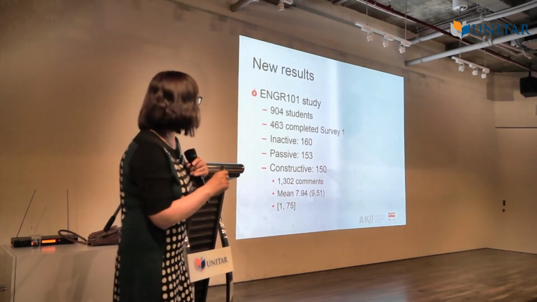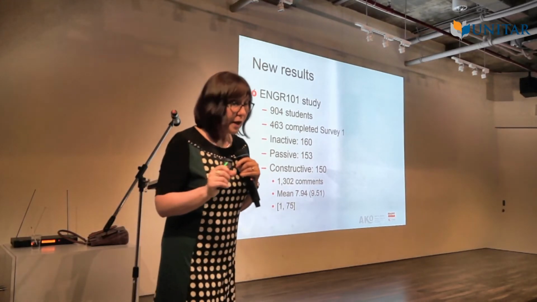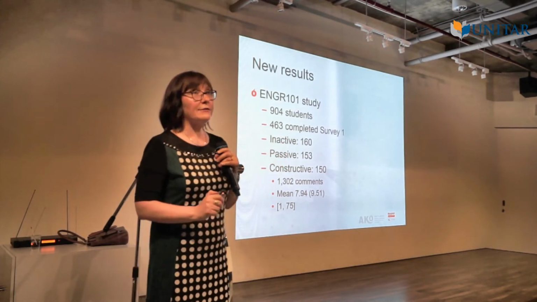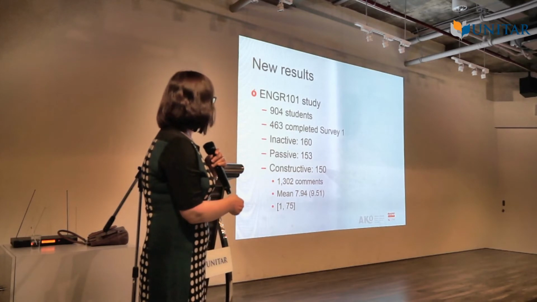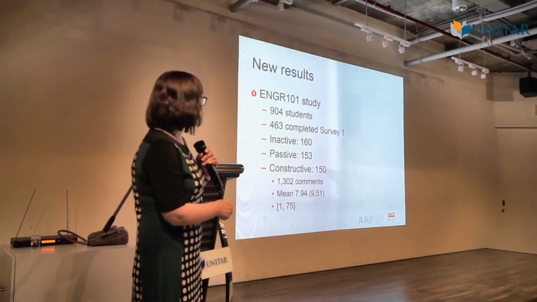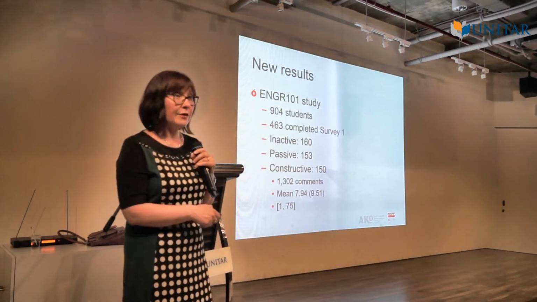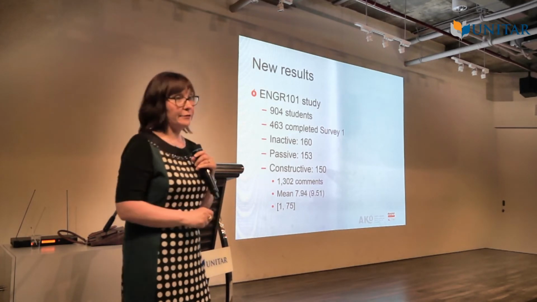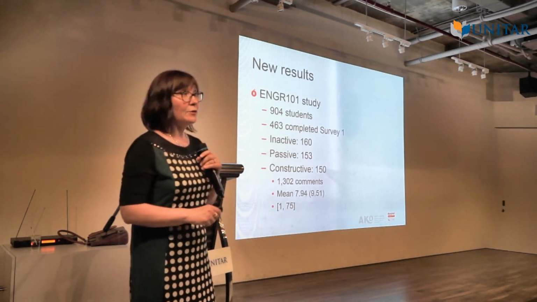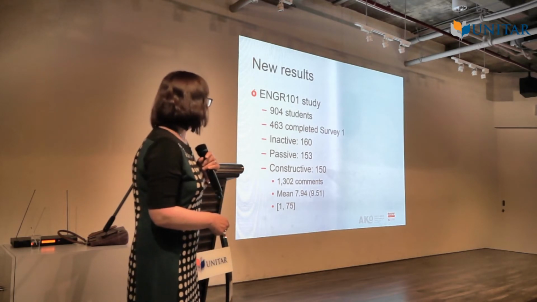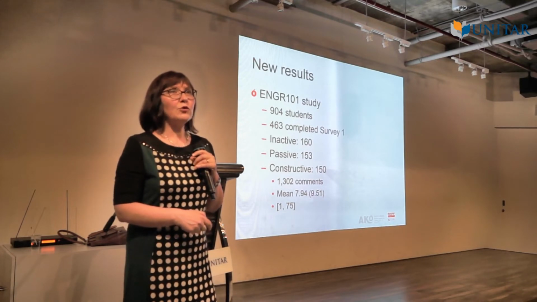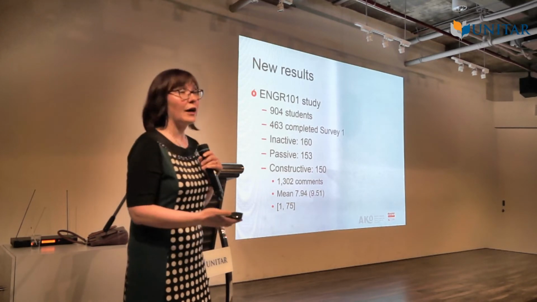This year we had 904 students and we invited them to use this. About half of them completed survey one. And then we divided these people into three categories. So you see 160 inactive students, 153 passive, and 150 constructive. The constructive students wrote more than 1,000 comments. The mean was 7.94, but the range was quite big. Some of them only wrote one comment, and there were some who wrote 75.